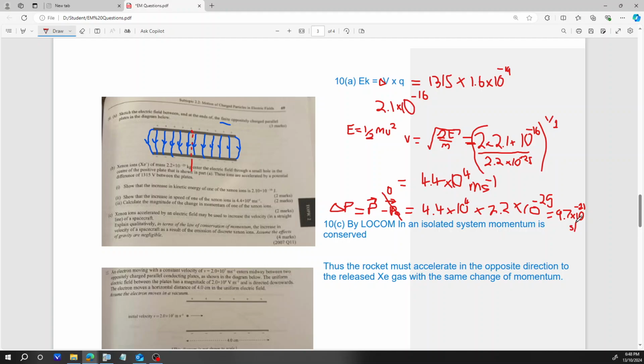Take newtons. Okay, squeeze it in. All right. Now, last question. Xenon ions accelerated by an electric field are used to increase the velocity of a spacecraft in a straight line. Explain qualitatively, so kind of without math, in terms of the law of conservation of momentum, how the increase in velocity of the spacecraft results from the emission of xenon ions. Assume no effects of gravity.